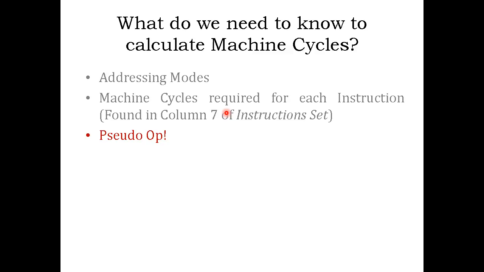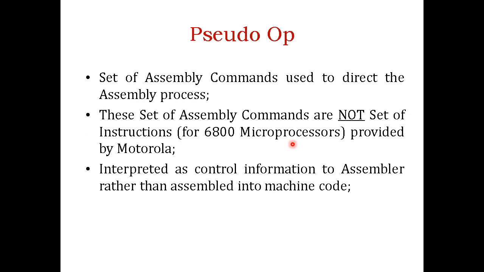What we don't know is the third one, which is the pseudo-op. That's something we probably have never heard before. We'll talk about the pseudo-op in this lecture. I'm saying we have already seen pseudo-ops, but we probably have not realized that these are pseudo-ops. We'll talk about them, and then we'll show you some code so that you can see how we can use this information to calculate the machine cycles.